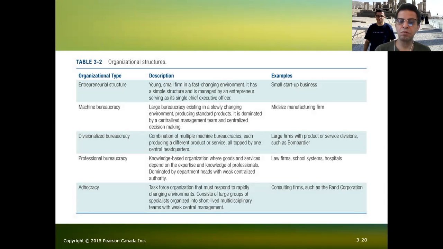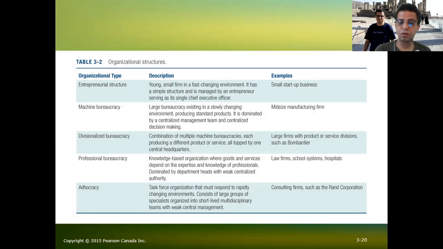And then you have the machine bureaucracy. So there are large bureaucracies existing, slowly changing, like government ministries, in an environment producing a standard product. It is dominated by a centralized management team and centralized decision making. Usually mid-size manufacturing firms are also that type.